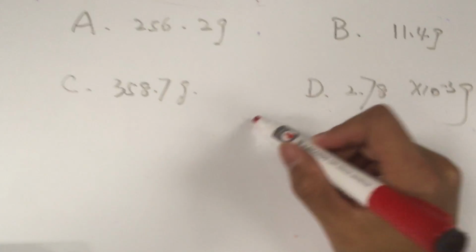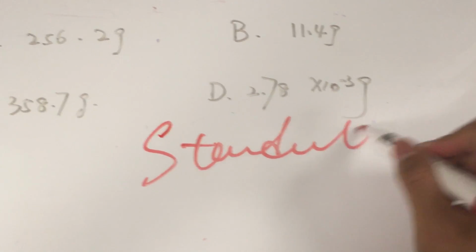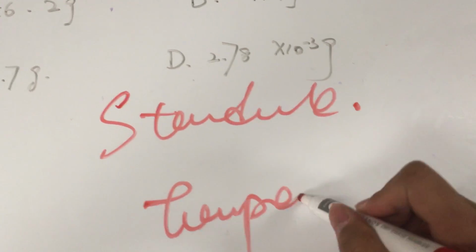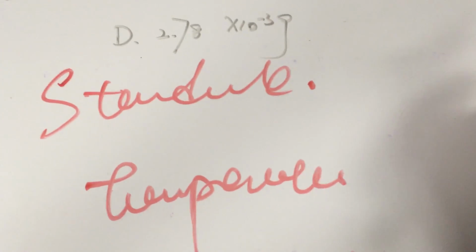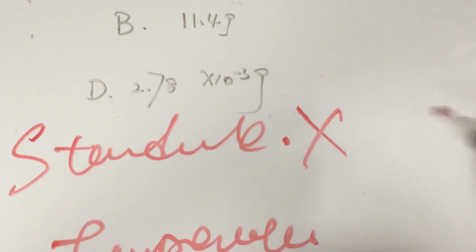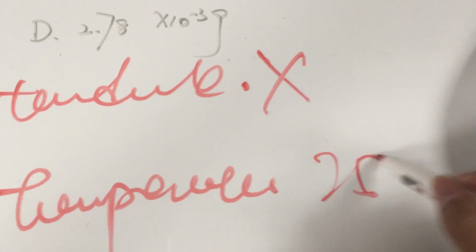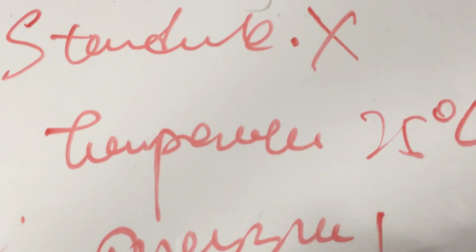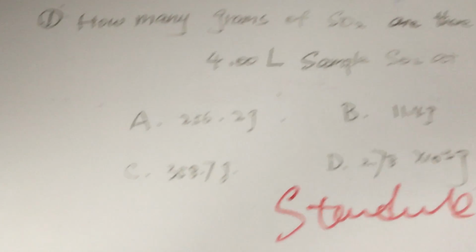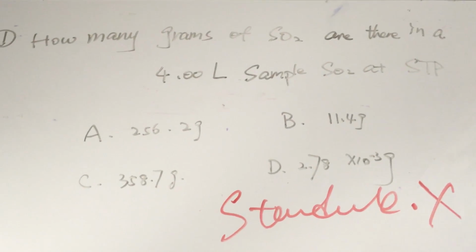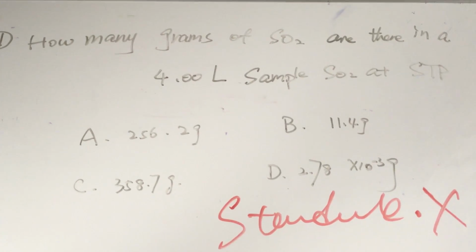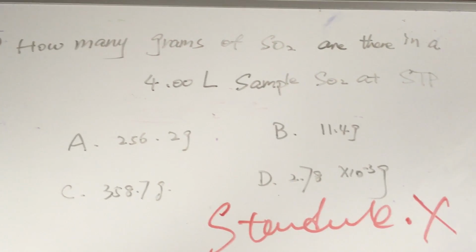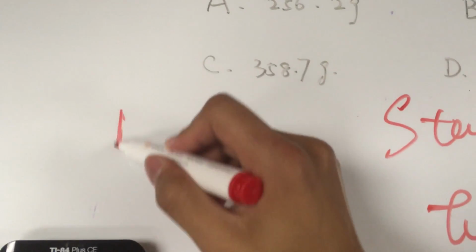As we know, STP is standard temperature and pressure. Temperature is 25 Celsius, and the pressure is 1.00 atm. Perfect. So if we want to figure out how many grams are in a 4-liter sample, we have to know the molar mass of sulfur dioxide first.